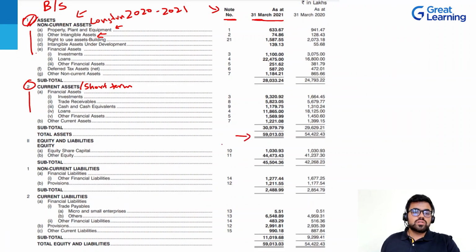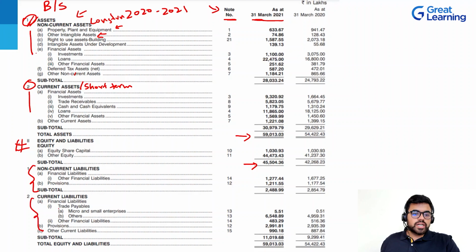So this is the total assets. The second part that comes is equity, which has share capital and other equity. The total of that is also mentioned here, 45,504 lakh rupees. Then comes the liability section. Liability is also divided into non-current and current liability.